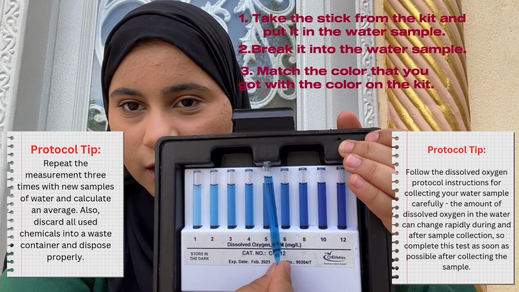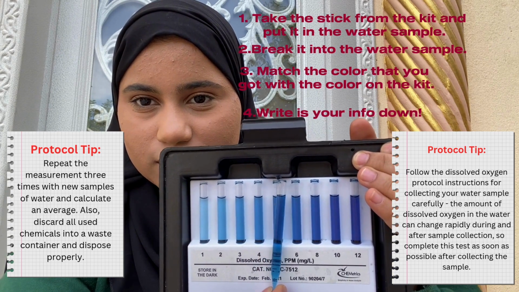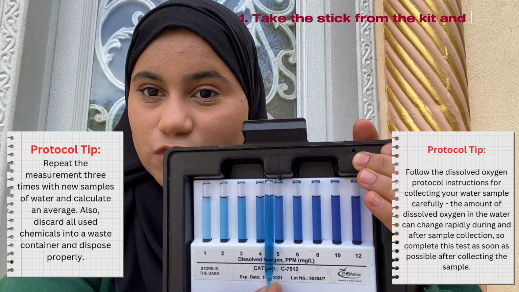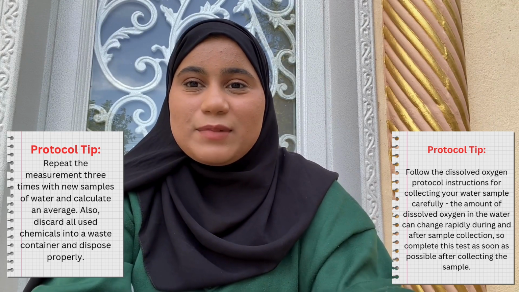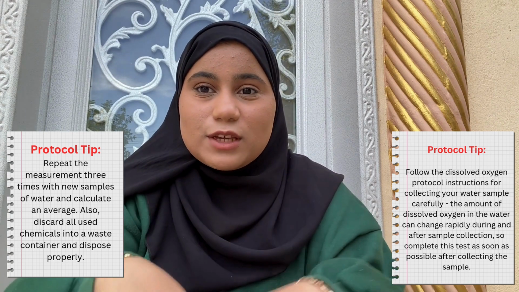It's pretty dark. I believe it's 5. Maybe 4. I'm not sure. It's between 4 and 5, so that's good. So after getting your information, write it down. You can use it in your project or whatever you are using it for.